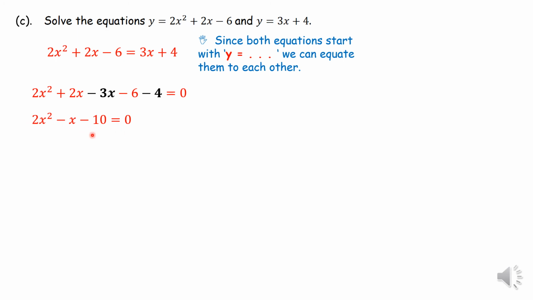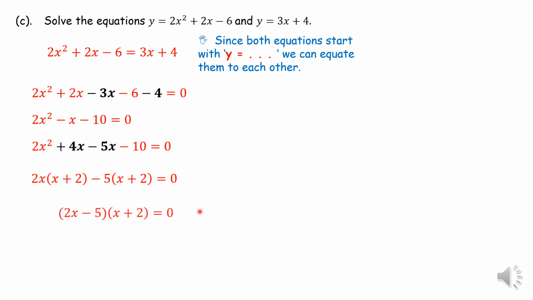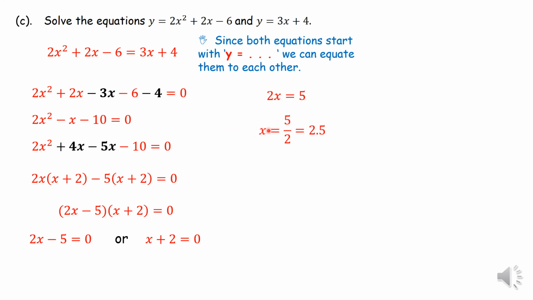Two numbers multiply to give you negative 10, and add to give you negative 1, which are negative 5 and positive 4. So then I factorize by grouping. Then I have 2x minus 5, x plus 2 equals 0. So my factors are 2x minus 5 and x plus 2. Let each equal 0, and then you can solve for x. So 2x is equal to 5, or x is equal to 2.5, or 5 halves. Then the other solution is x is equal to negative 2.